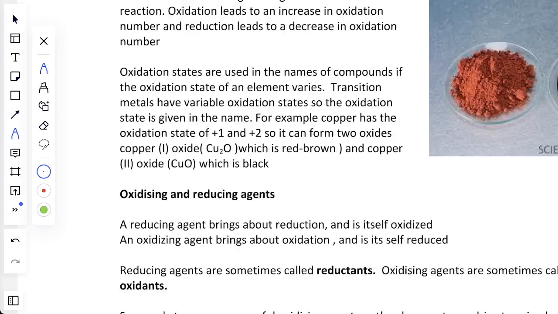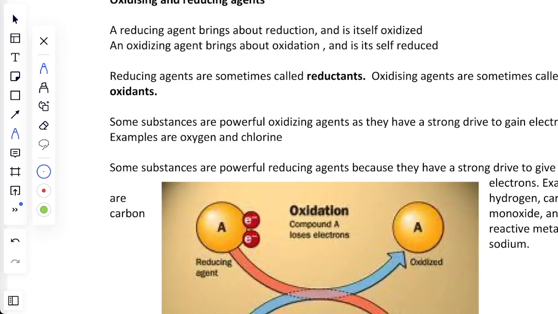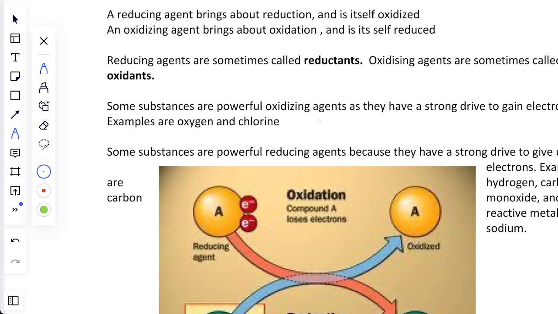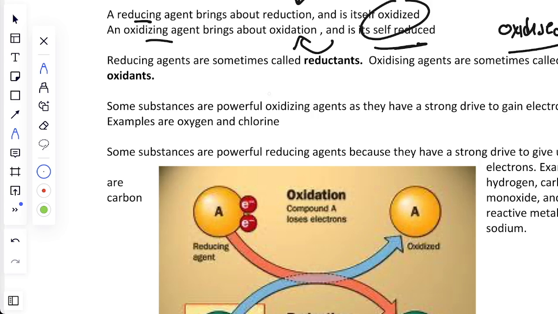Then we have something called oxidizing and reducing agents. Self-explanatory: a reducing agent reduces, but itself it is oxidized. A reducing agent will be oxidized, but it brings about a reduction. An oxidizing agent will be reduced, but it brings about an oxidation. What that means is if I'm a reducing agent, I will be oxidized, but I'm called a reducing agent. Does that make sense? If I'm an oxidizing agent, I am reduced myself, but I caused the oxidation to happen. Therefore, I'm called the oxidizing agent.